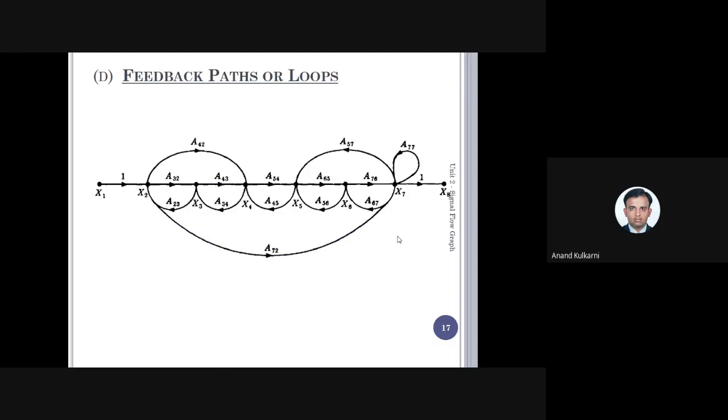Then next, feedback loops or the loops. Now, if you just observe, there are so many loops. Which are those loops? This is one loop. Are you getting it? A23 and A32, that is 2 to 3 and 3 to 2. It is X2 to X3 and X3 to X2. This is one.